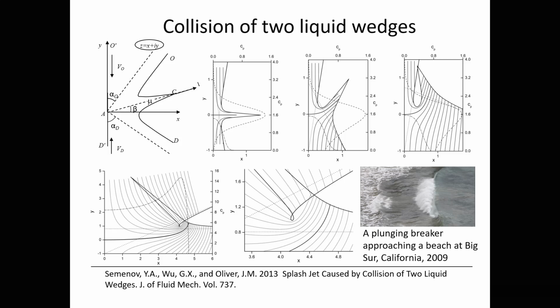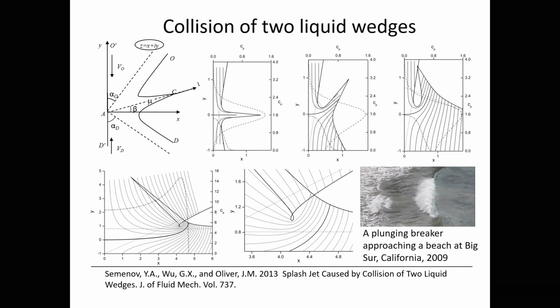Here is a problem of collision of two liquid wedges. If the two liquid wedges are symmetric, then we obtain symmetrical results as shown in the figure. If one wedge has a slightly larger angle, then we can see that the splash jet deviates from the x-axis, and as the angle increases, the tip point of the splash jet collides with the inflow wedge.